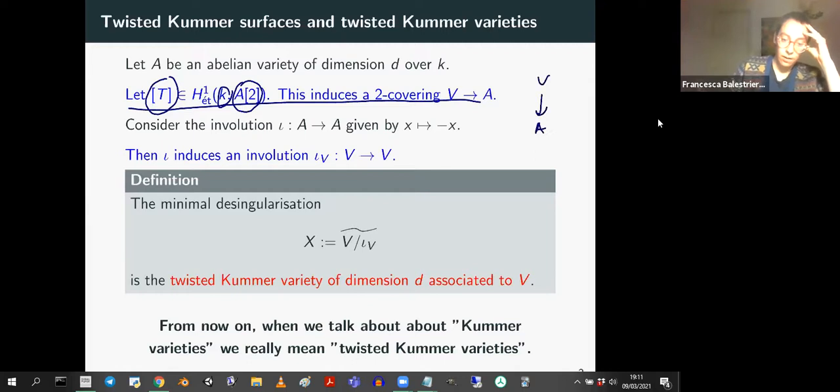Okay. Now, again, we consider an involution on A as we did before, and it's not too difficult to show that this involution actually induces an involution on V. Okay, so we have another involution there.